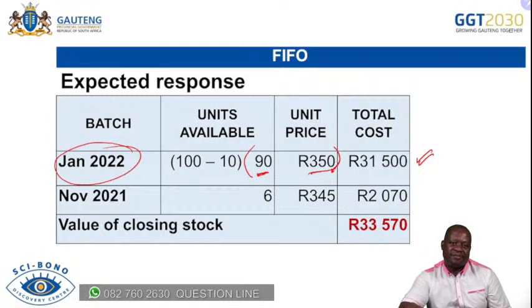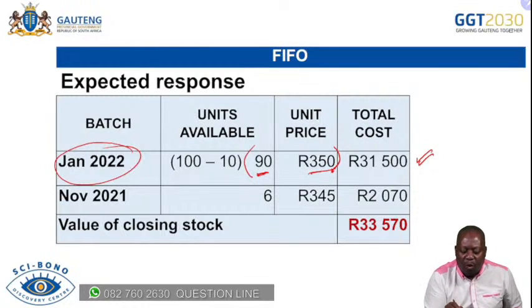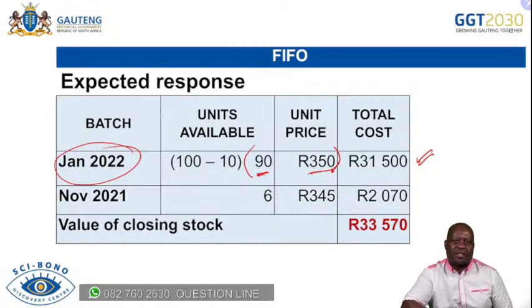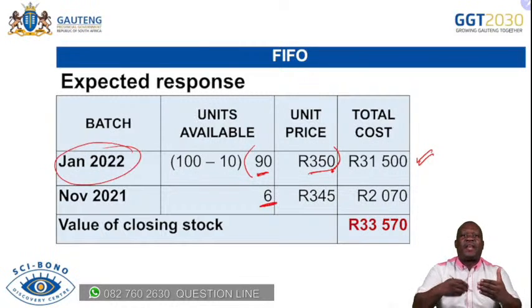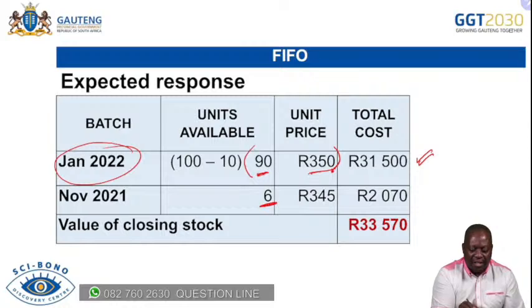Is that making sense? I trust it makes sense, boys and girls. But now, before we can even breathe, what else do we need? They said the closing stock is made up of 96. We are only accounting for 90 from the last batch. How many more units do we need to make 96? Then that's where we are going to see that we still need 6. So where do we get the 6? From the next batch going up. The latest one was in January. So before the January, which batch was there? Is the November one.